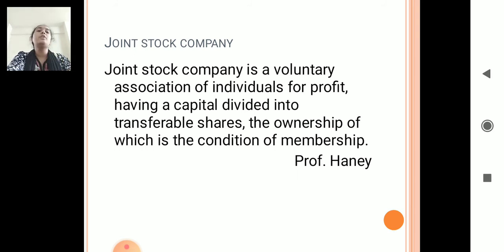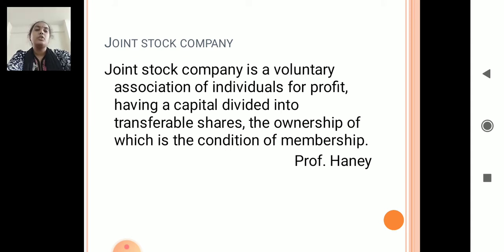Here the shareholders are different and the managers are different. Managers are the experts in company management and business activities. They manage the business activities. The shareholders, who are scattered all over the world, buy the shares and contribute to the total share capital. The shareholders have the right to transfer their shares or ownership to different members, the ownership of which is the condition of the membership. That is how it has been defined by Professor Haney: a joint stock company is a voluntary association of individuals formed for profit, with a capital divided into transferable shares, the ownership of which is the condition of the membership.